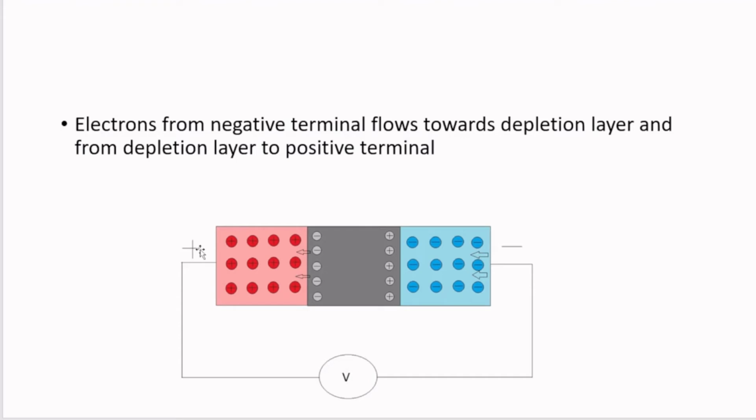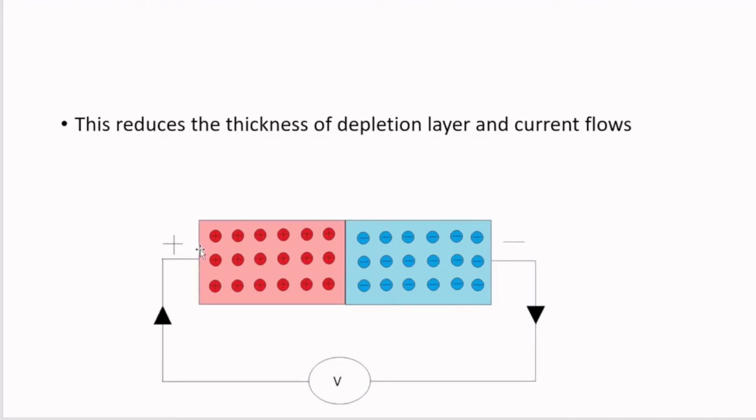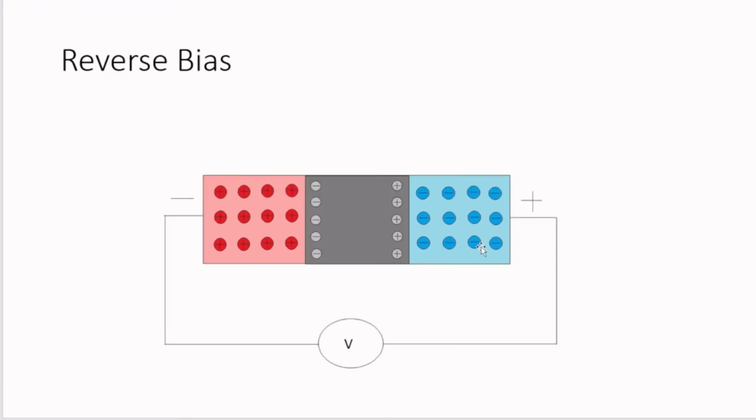So they move in that direction, which causes the reduction of the depletion layer thickness. And now the current starts to flow in the diode. But now the opposite happens in reverse bias.